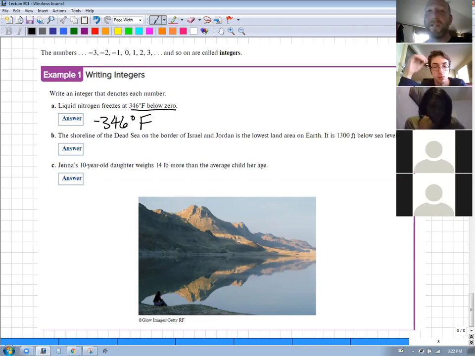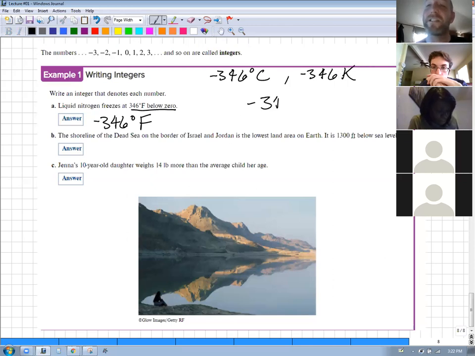All right. Why do we put degrees Fahrenheit? So we know it's a temperature and what format. That's not the same as degrees Celsius, right? That's different. Or Kelvin. Actually, they don't even say degrees, they just say Kelvin. That's another temperature. What if they just said negative 346 degrees? That's not even a temperature, that's an angle. You have to write your units.